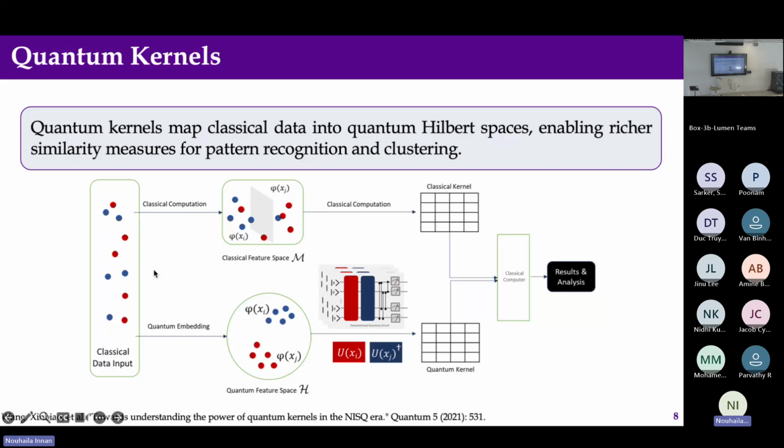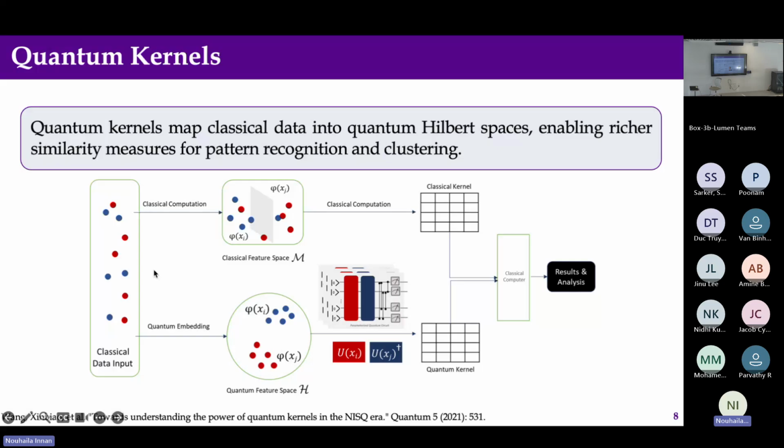Moving to another model or function: quantum kernels. Usually in classical machine learning, kernels are powerful tools used in algorithms like support vector machines and clustering. The core idea of those kernels is to map the data into a higher dimensional feature space where patterns become more easily separable. So for example, if you have a 2D distribution of the data and it's very hard to classify, you can use a kernel to make it 3D space, then it will be easier to separate.